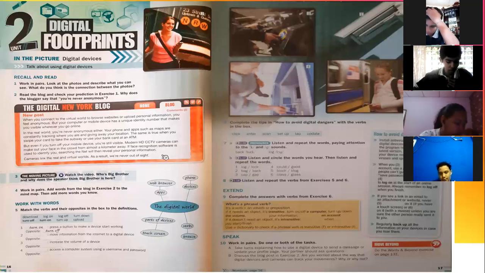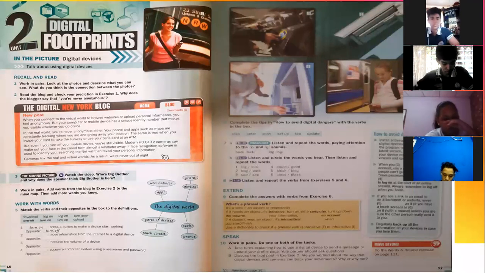Searching the net will then reveal your personal information. Cameras link the real and virtual worlds. As a result, we are never out of sight. That means if you think that you are in the street and that you really have a private life, it isn't true.